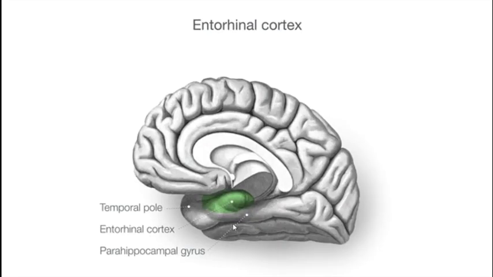The entorhinal cortex was mentioned. So this region is the entorhinal cortex. I'll discuss it in more detail later on, but just to tell you that this region of the uncus, the anterior part of the parahippocampal gyrus, when being discussed as cortex, is called the entorhinal cortex.